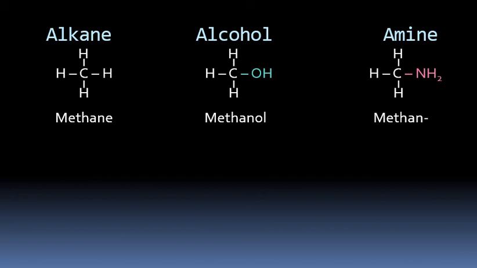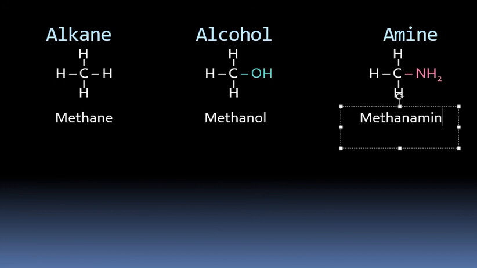Now in the case of the amine, we again have a molecule that has only one carbon in it. Therefore, we are going to keep the root word methane. But since we have a functional group that is an amine, we are going to end this word with a suffix of amine. So in this case, our molecule is methanamine. In this slideshow, we did the first of the alkanes, methane, and we formed methanol and methanamine by replacing one of the hydrogens with either an alcohol or an amine functional group.